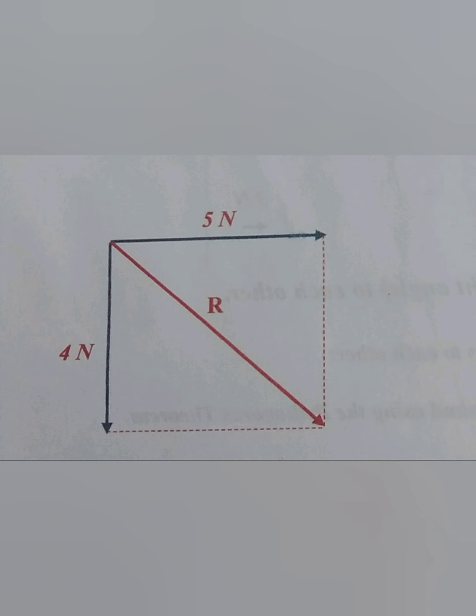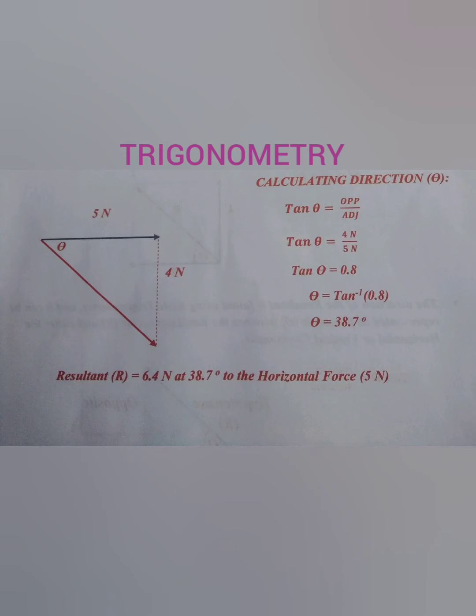Now, in finding the direction of this resultant vector, we have to represent it as an angle to either the 5 newtons which runs horizontal or the 4 newtons which runs vertical using basic trigonometry. But in this case, let us use the 5 newtons that runs horizontal. We can also use any one of the 3 basic trigonometric identities, whether sine, cosine, or tangent. But in this case, we are going to use tan as the example. Now, tan theta is equal to the opposite side divided by the adjacent side, where theta is a symbol that we will use to represent the angle.